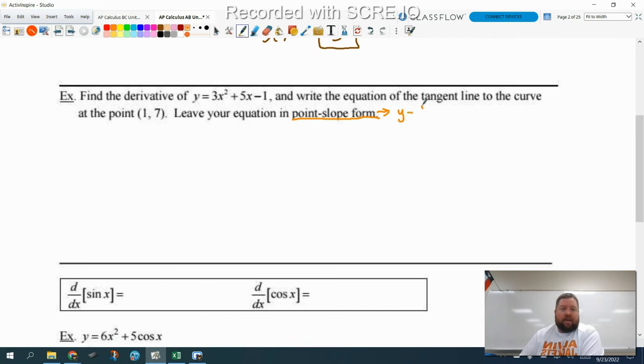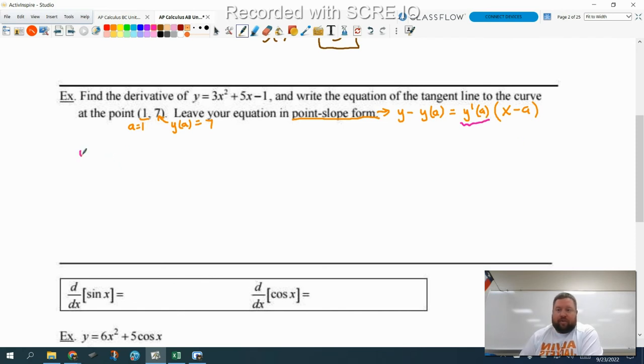y minus f of a. Let me use the language of this problem. We don't have a function called f here, but we have a function called y. So I'm going to put y minus y of a is equal to y prime of a multiplied by x minus a. In this problem, a is equal to 1. So that means that y of a is equal to 7. They've already given us the point, so the only thing we have left to find is the slope, y prime of a.